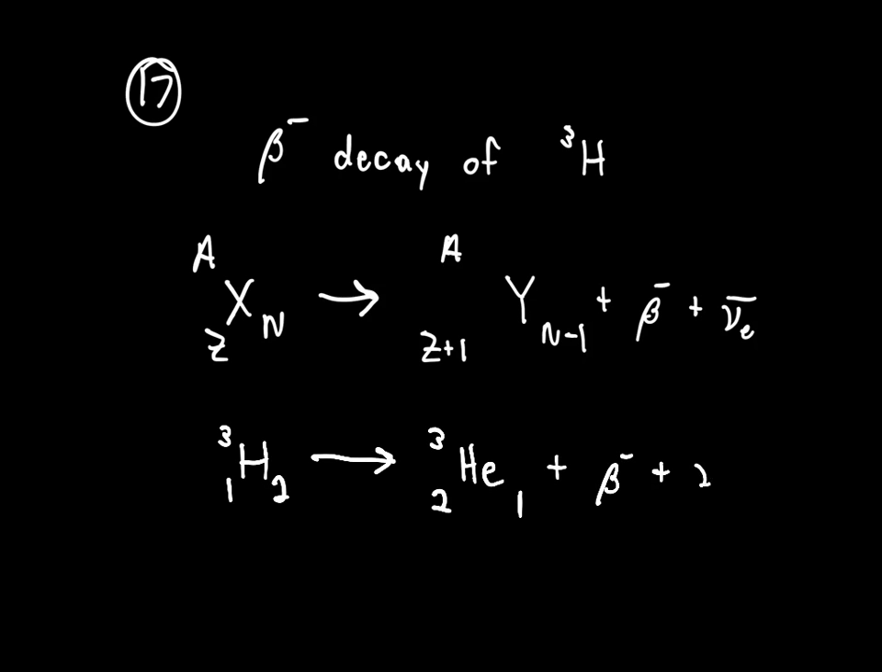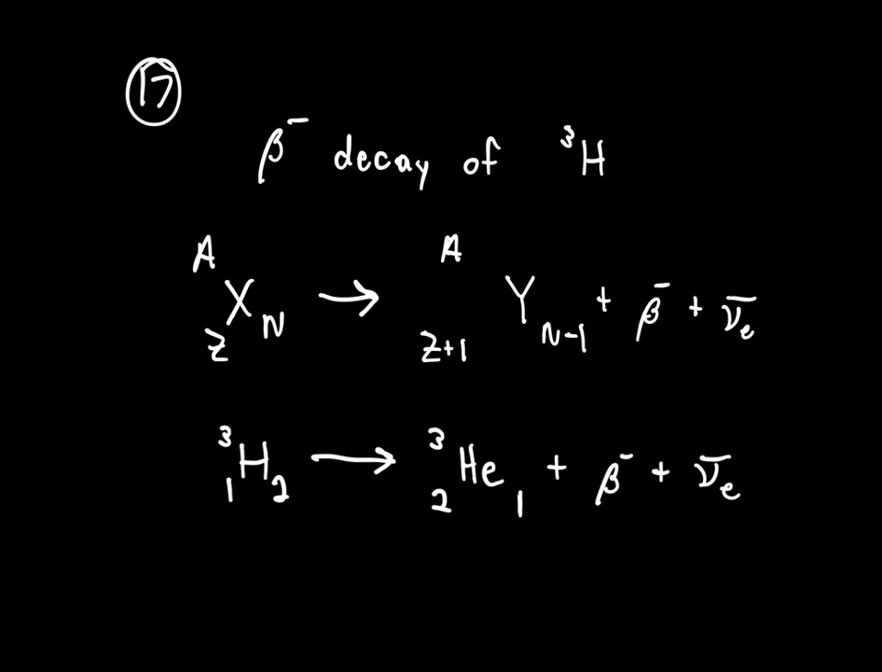Plus an electron, plus a neutrino. Here's what we start with. We know all of this. We know this because we were given the hydrogen with the 3 up top. We know that Z is equal to 1 for hydrogen. That's its atomic number. And we know that N is equal to 2 because we need to get that mass number equal to Z plus N. Then we go over 1. So we know all the numbers that we have here.